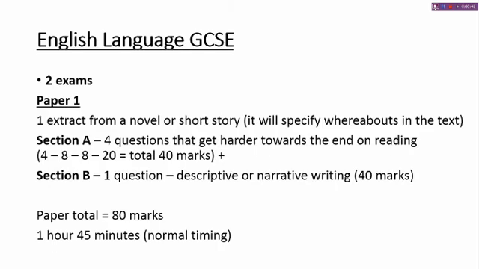So, quick reminder of what this would normally look like. Obviously, for your English language GCSE, there would normally be two exams, although for this particular assessment series, we're just doing the one, which will be paper one. So, what does that include? Well, it includes one extract from a novel or a short story, and it will always specify whereabouts in the text, for example, the opening or the middle or something like that. Because, particularly for the structure question, but more generally, that is useful information in terms of what exactly a writer is trying to do at any given point.